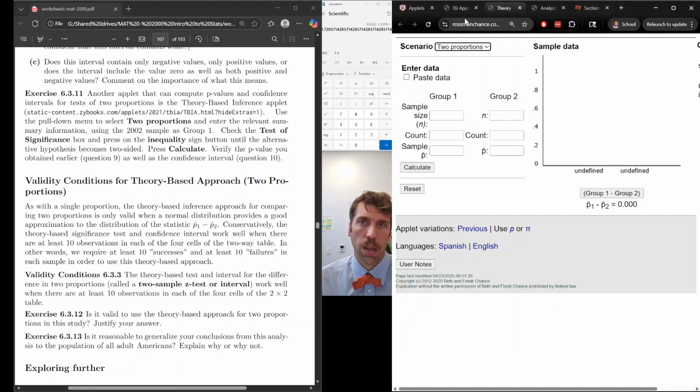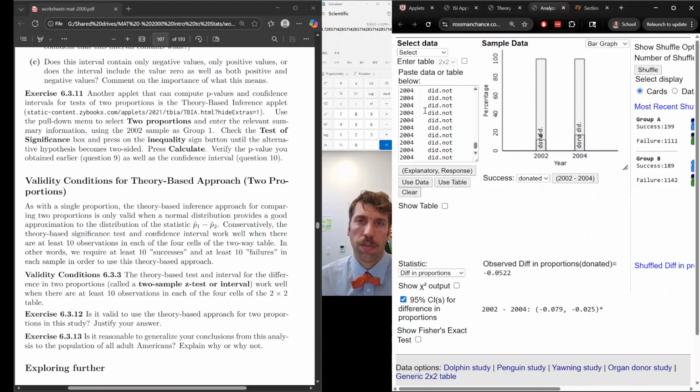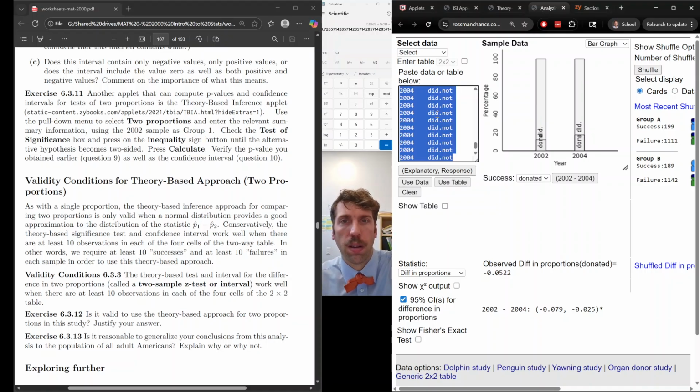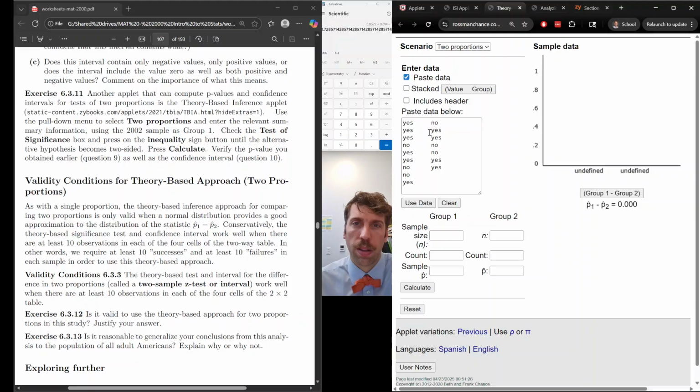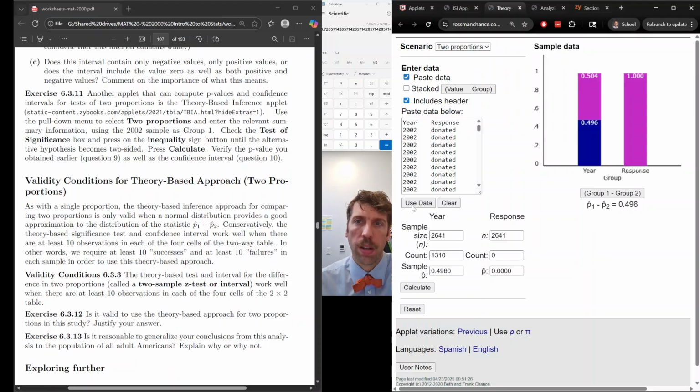And then I wonder if I could just, for me, because I want to use my made up data, I'm going to go over here. And so you guys could just put in your numbers here, your counts, your sample size of both groups, your counts, your p-hats. But I might try just doing this. Includes header. And then use data. Okay, stacked.